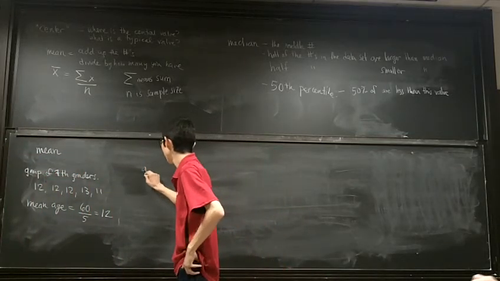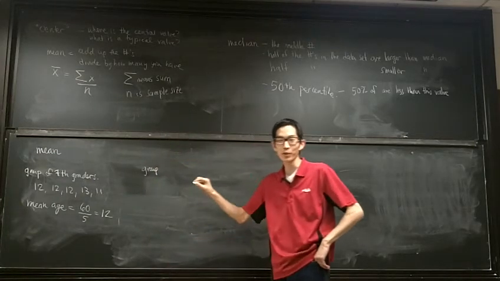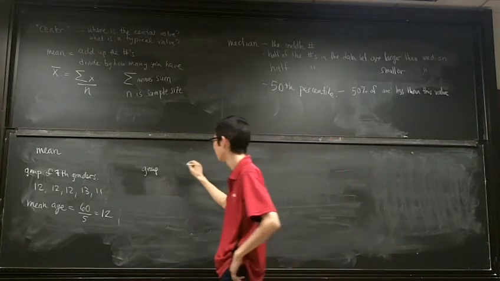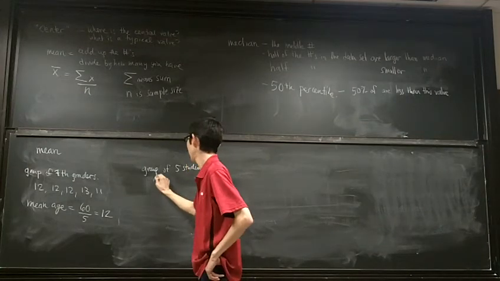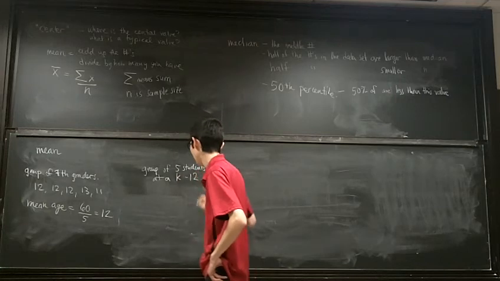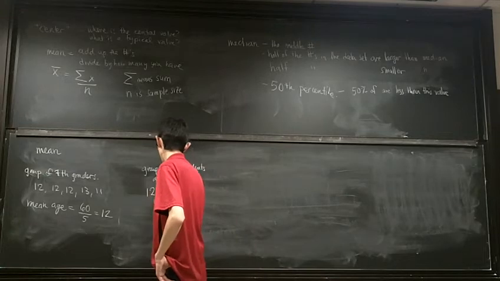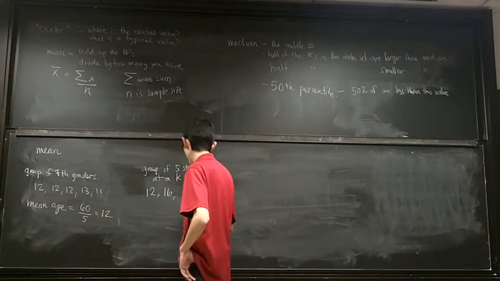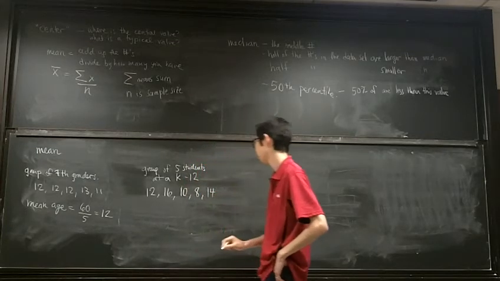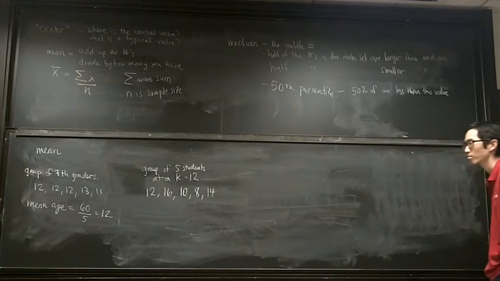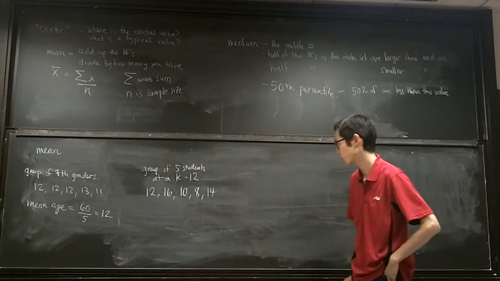Okay, let's say you have a group of students. Maybe there's a private school that's K through 12, okay? A group of 5 students at a K through 12. And let's say the students there are a 12-year-old, a 16-year-old, a 10-year-old, an 8-year-old, and a 14-year-old. What is the average age of this group?